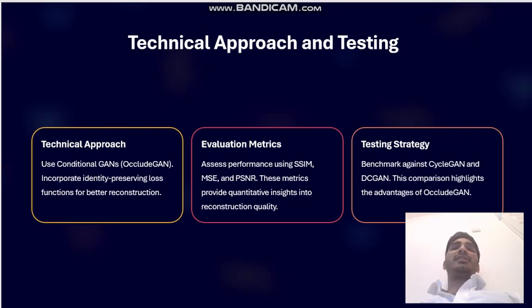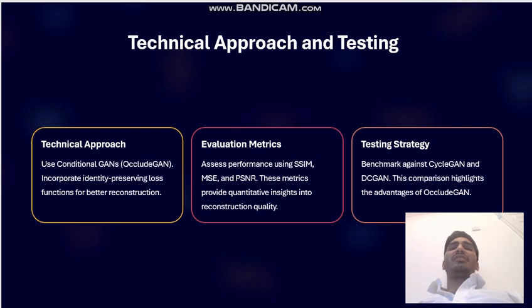Then we have technical approach and testing. My technical approach involves implementing conditional GANs, explicitly conditioning image generation on critical identity features and pose characteristics. OccludeGAN utilizes advanced generative architectures like UNet to preserve detailed spatial features and PatchGAN discriminators to ensure high frequency realism in generated images.